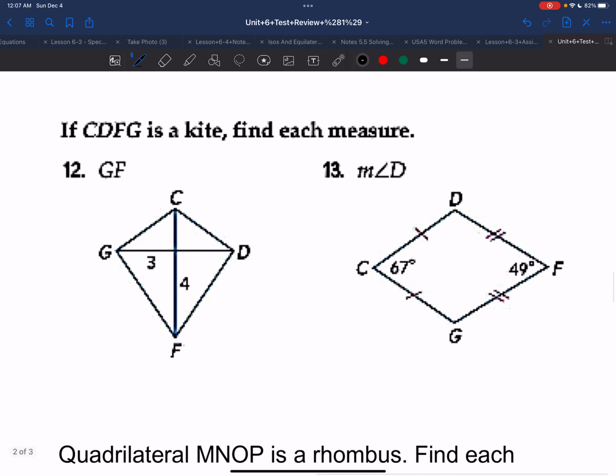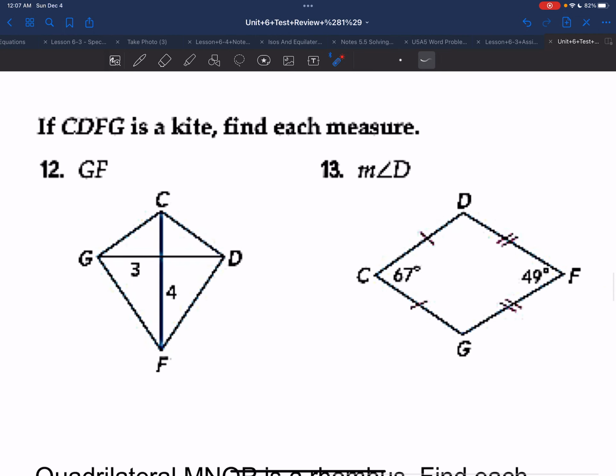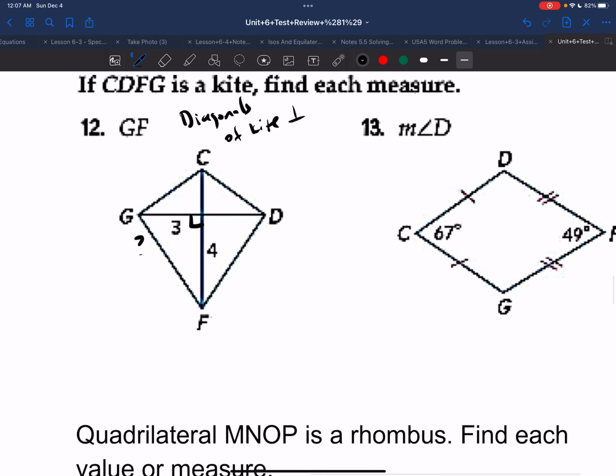The next thing I want to go ahead and do is, if this is a kite, find each measure. So we're going to find GF. So here's GF, and then here's my kite. Notice that the diagonals of a kite are perpendicular. So if I draw a square there, then I'm just going to figure out what GF is.